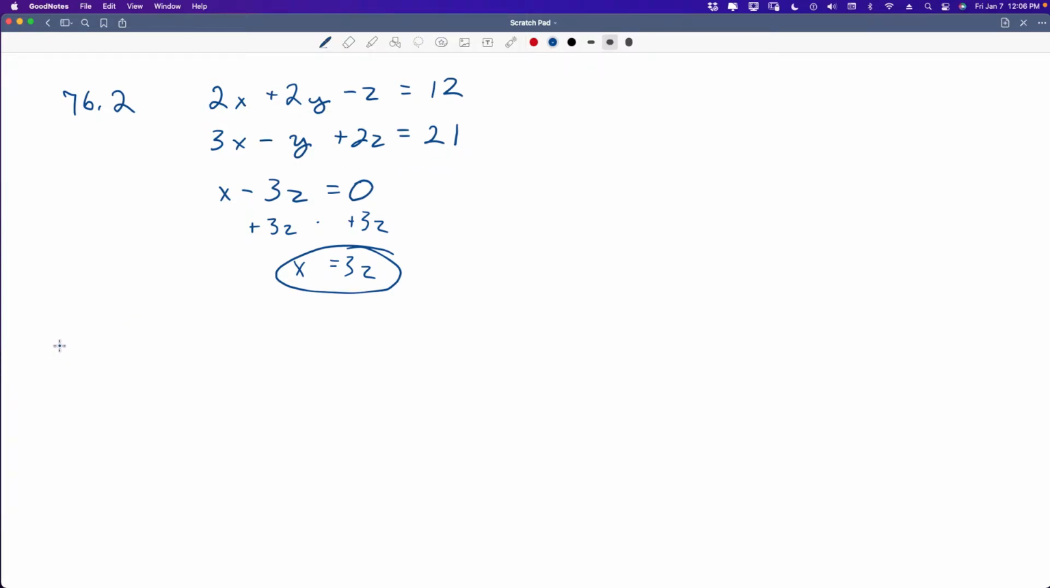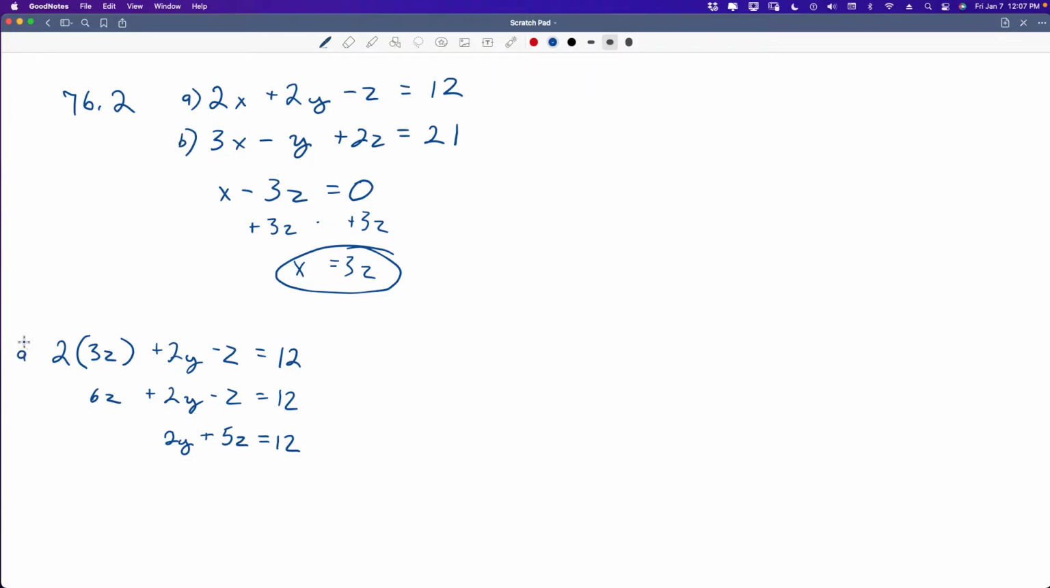We have x is 3z, so 2 times 3z plus 2y minus z equals 12. So 6z plus 2y minus z equals 12. So this is going to be 2y plus 5z equals 12. That's as far as we could take that one. So now let's do this one. That was A. This is B. All right, now let's do B.